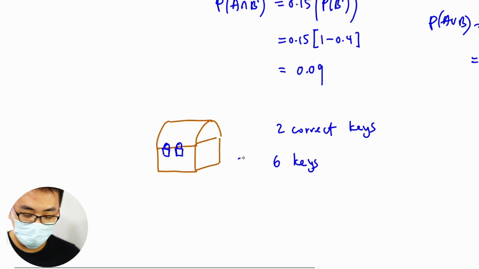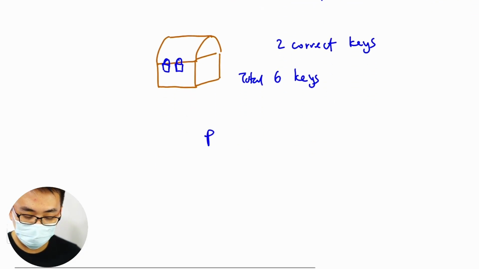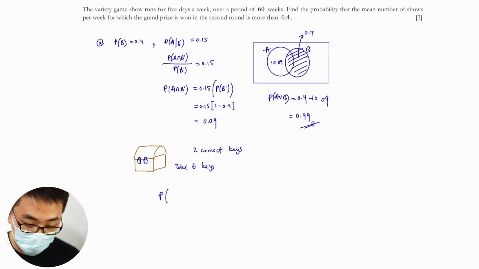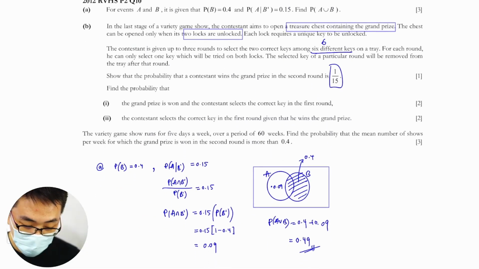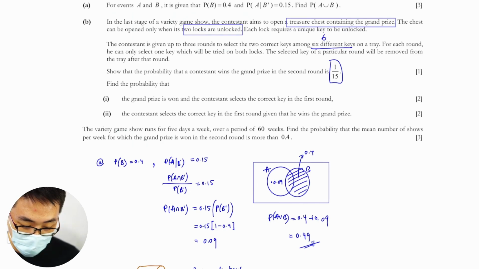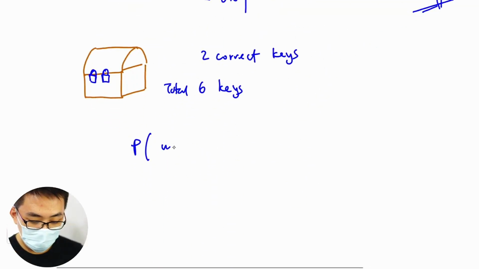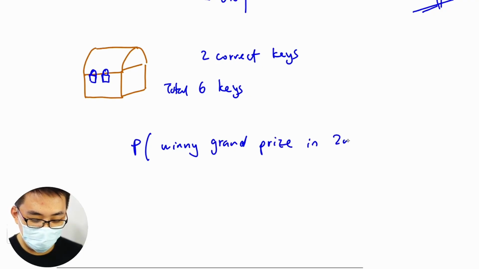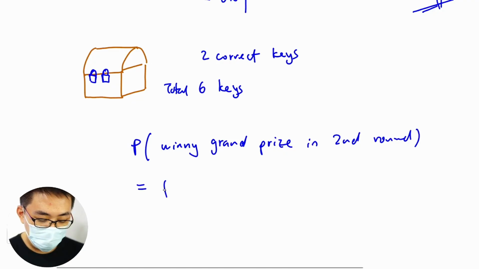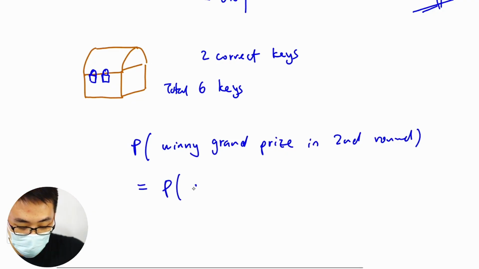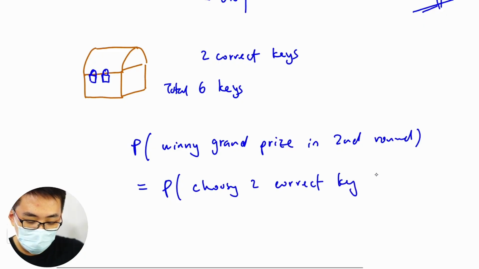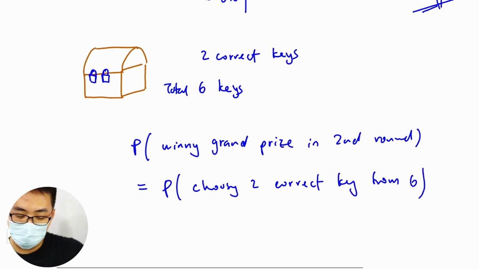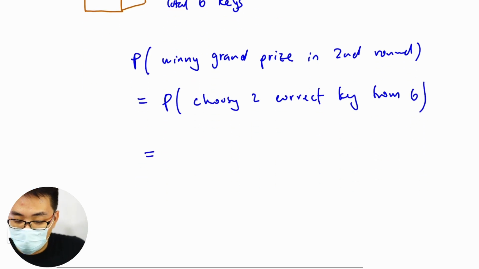So the probability of winning the grand prize in the second round is the same probability of choosing 2 correct keys from 6. Actually you just need to choose 2 correct keys from the 6.